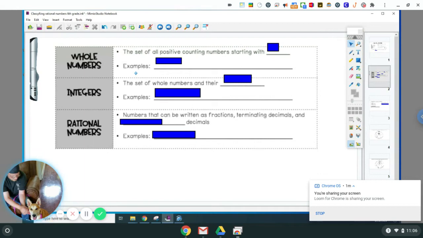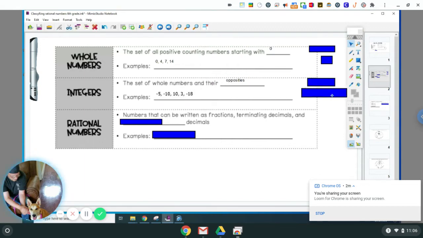So there's 3 different types of numbers you're going to learn about, and you might have heard them before. Whole numbers. Whole numbers are the set of all positive counting numbers starting with 0. An example would be 0, 4, 7, 14, or just from 0 to positive infinity. The integers is a set of whole numbers and their opposites. So an example would be -5, -10, +10, 3, -18. As I always say, they're whole numbers that can be positive and negative.